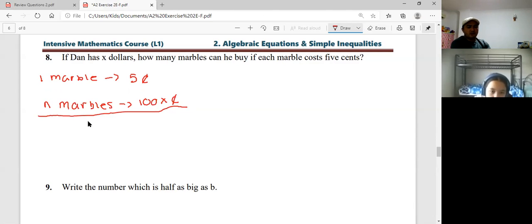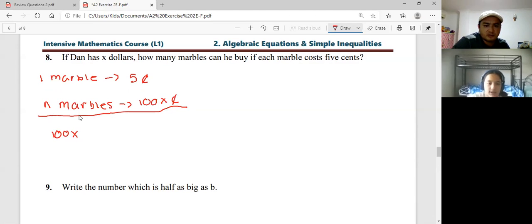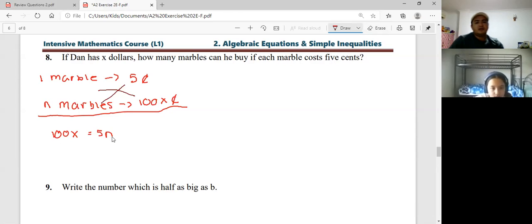Now cross multiply. 1 times 100X is 100X, right? We are just cross multiplying like this. N times 5 is 5N. So 1 times 100X, that is 100X, equals 5 times N, that is 5N. And units are the same, so they already canceled out.